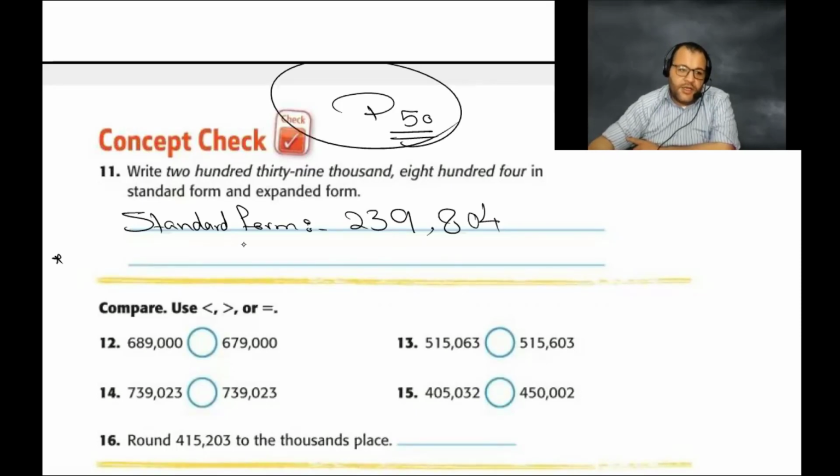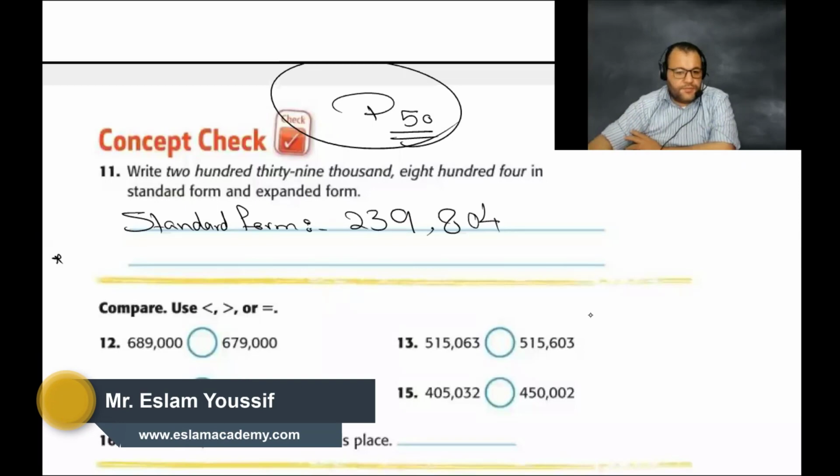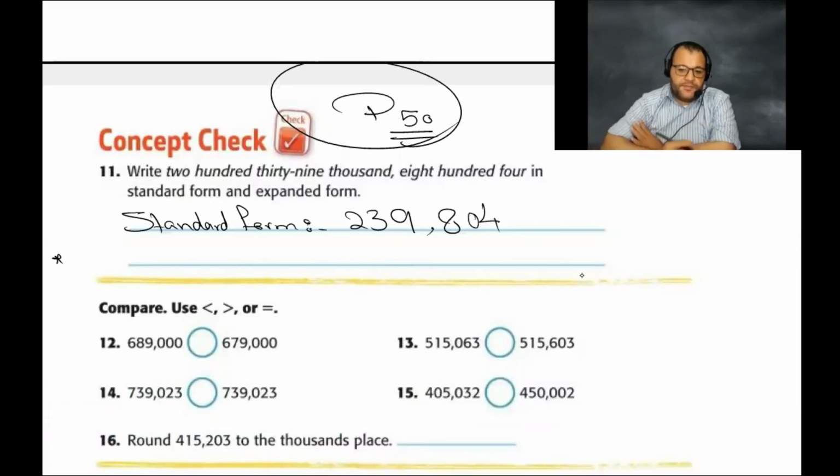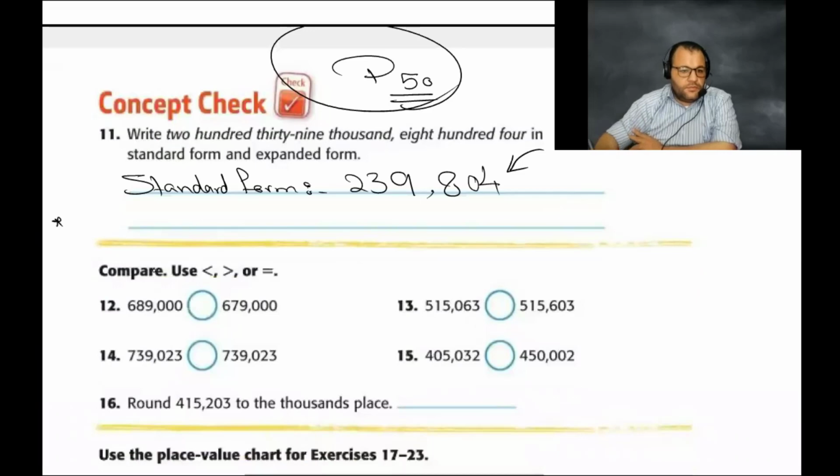That's page 50, right here on the screen. So I need you to write the standard form and the expanded form. No response. Okay. We have Abdurrahman. Yes, Abdurrahman, please. The expanded form of this number. This one we say 804. That's all of this number. 239 and 804. So what is the expanded form?